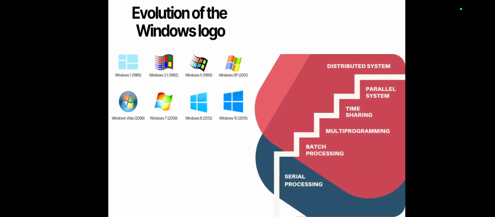Here is the evolution of Windows logos. Evolution of Windows: Windows 1985, Windows 3.1 1992, Windows 95 in 1995, Windows XP 2001, Windows Vista 2006, Windows 7 2009, Windows 8 2012 and Windows 10 2015. Now, besides the evolution of Windows logos, some of the basic types are distributed systems, serial processing, batch processing, multi-programming, then time sharing and parallel systems.